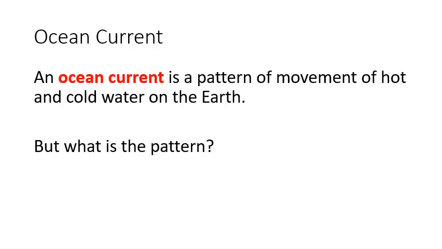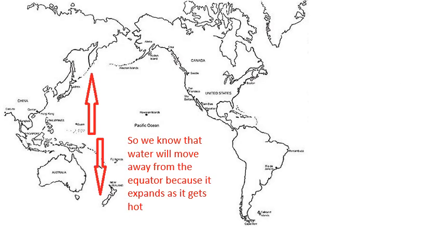And that's what an ocean current is. Ocean current is a pattern of movement of hot and cold water on the Earth. Remember, the water's moving because it's hot and expanding. So an ocean current is primarily caused by the temperatures of the water and that hot water expanding. But the question is, what is that pattern? So we know that this is going to happen. Water in the equator is going to get hot. It's going to move north and south. It doesn't move east and west because all of the water in here is moving north and south. So it moves the direction it can, and that's away from the equator.